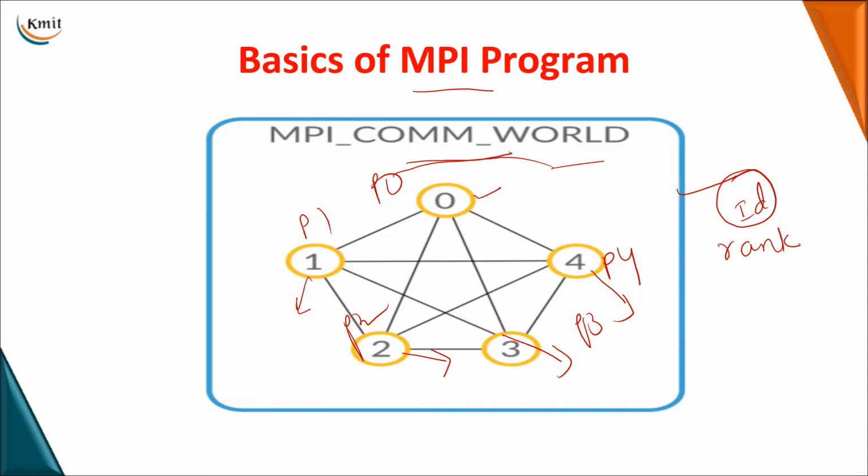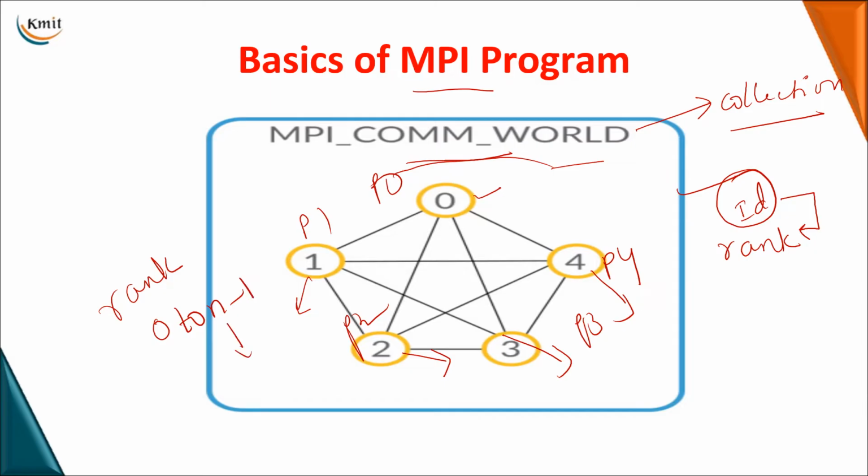So the communication world is nothing but the collection of processes involved in the communication, and in order to designate each process differently, each process will be given an ID which we call a rank. That rank will range over integer values from 0 to n minus 1. What is this n? n here is nothing but the number of processes. So if I have 5 processes, the value of the rank or process ID will range from 0 to 4, where n is equal to 5, meaning that I have 5 processes.